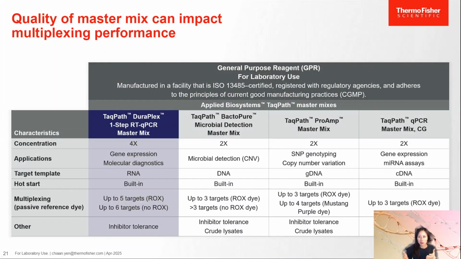First of all, I'm just going to show you the portfolio of qPCR master mixes that our company provides. Today specifically, I want to talk about Duraplex, because that's our latest master mix that went to market, which allows for higher-order multiplexing. We have two versions of it: with passive reference, you can amplify up to 5 targets, and the no passive reference version allows you to amplify up to 6 targets. This is a one-step master mix that uses RNA as input.